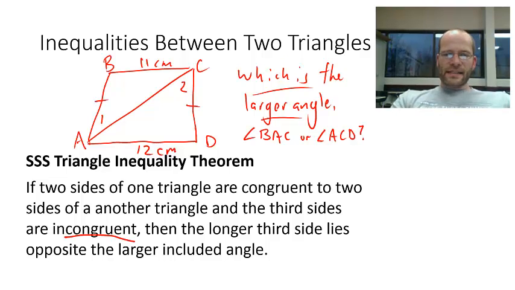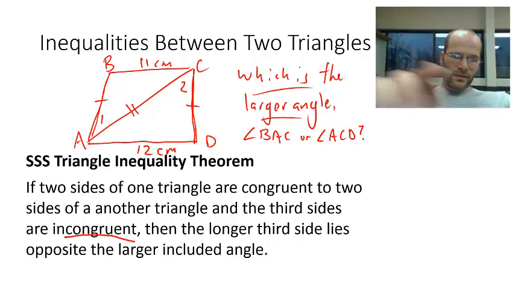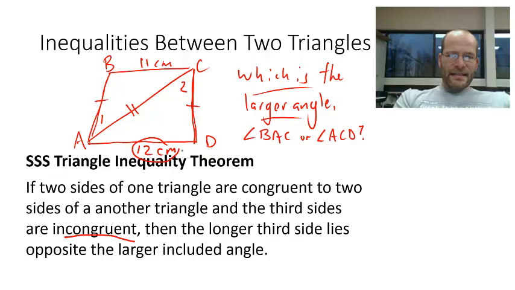Before we can apply the side-side-side triangle inequality theorem, we have to make sure we have two congruent sides. We have AB is congruent to CD by the marks here. And we also know that AC is congruent to CA, of course, by the reflexive property. So the next thing we need to look for is the third side. We find here that AD is longer than BC, and so we can be sure that angle 2 is larger than angle 1. That's the side-side-side triangle inequality theorem. Notice, again, we don't have a clue what the measures of angle 1 or angle 2 are. We don't have any idea. But we do know that angle 2 is larger than angle 1.